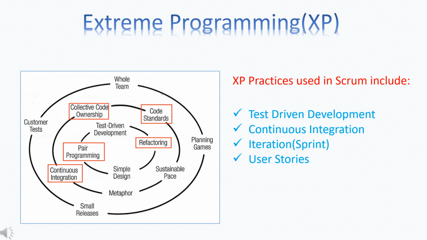Continuous integration. This is a development practice that requires developers to integrate code into a shared repository several times each day. Each check-in is then verified by an automatic build, allowing development team members to detect and resolve problems early. Iterations. An iteration is a relatively short period of time during which the development team creates value for the customers. In Scrum, an iteration is called a sprint. And of course, user stories, which we have talked about a lot.